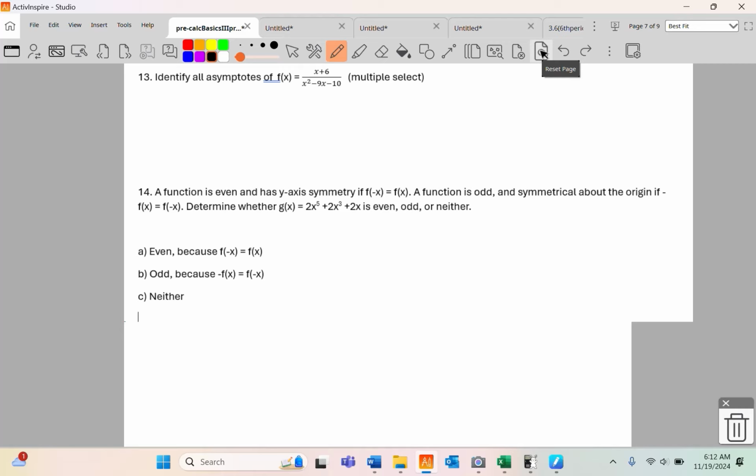14, now we have something that's the bane of so many children, even and odd. And I don't know why. Do what it tells you. So you see this little check? I'm going to run that little check. I'm going to figure out what f of negative x is. F of negative x happens when I let every x that I see become negative x.